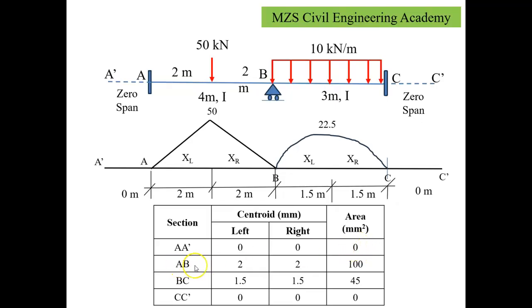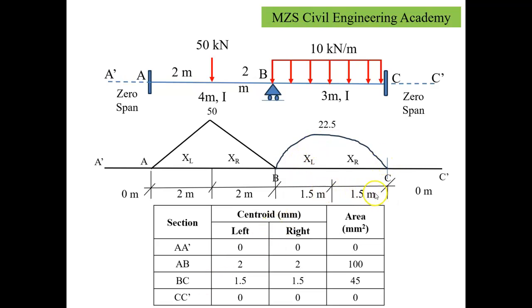That's why 0. A to B is a 4-meter span. The centroid of this is symmetrically placed from both ends. That's why XL equals XR, which equals half the span. So the centroid located from the left-hand side is 2 meters, and from the right-hand side is 2 meters. The area under this curve is given by 1/2 of the base into height, so 1/2 into the base of 4 meters into the height 50. Here we get a resultant of 100 meter square. Similarly, we have a parabolic distribution of bending moment in the span B to C.